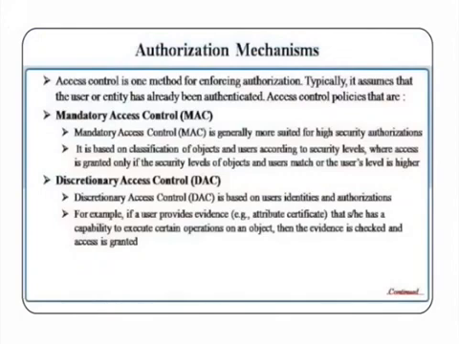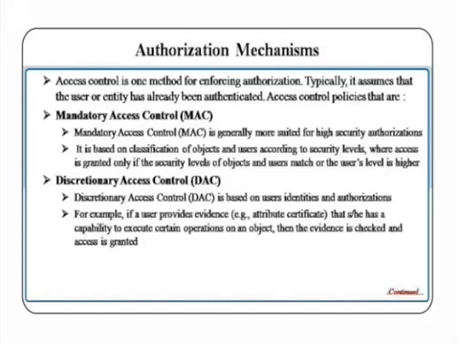There are various mechanisms which can be deployed for authorization. Access control is one method for enforcing authorization. Typically, it assumes that the user or entity has already been authenticated. Access control policies that are used include mandatory access control, discretionary access control, role-based access control, and content-dependent access control.